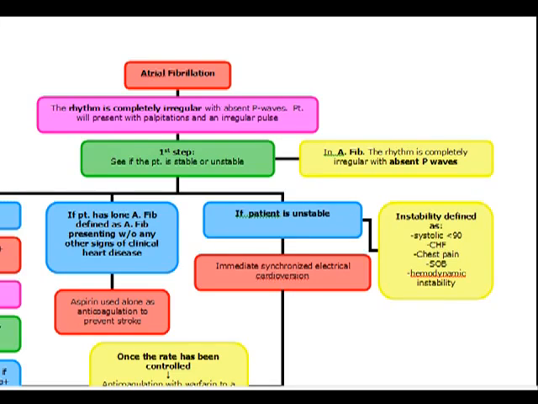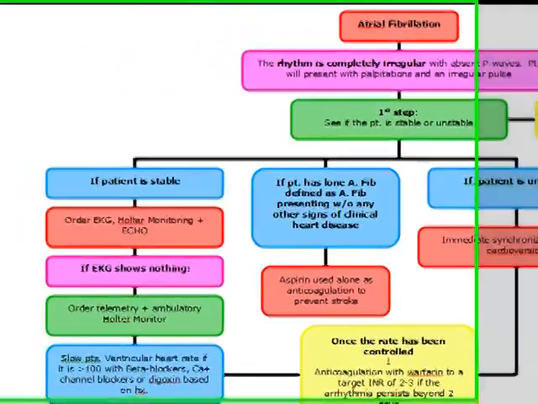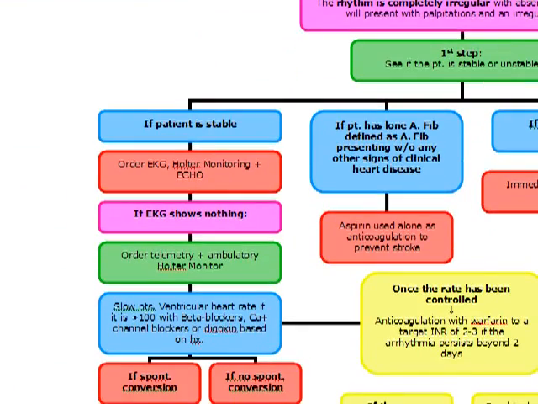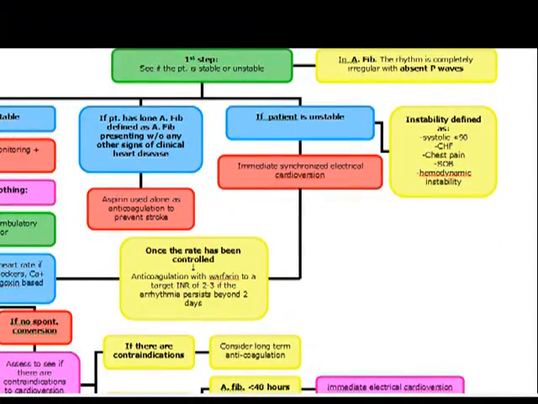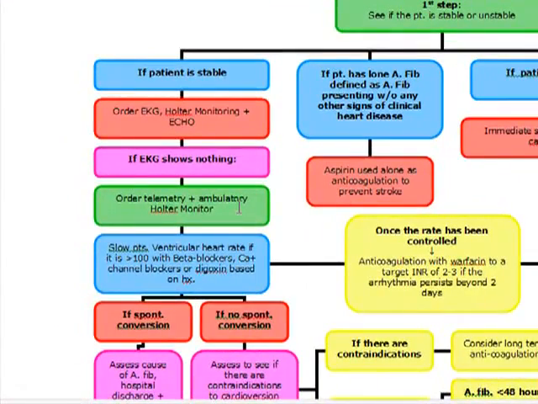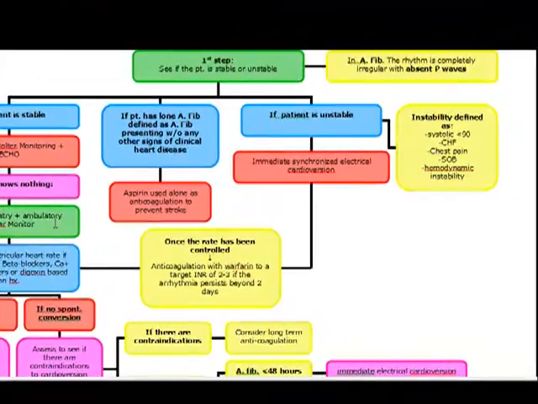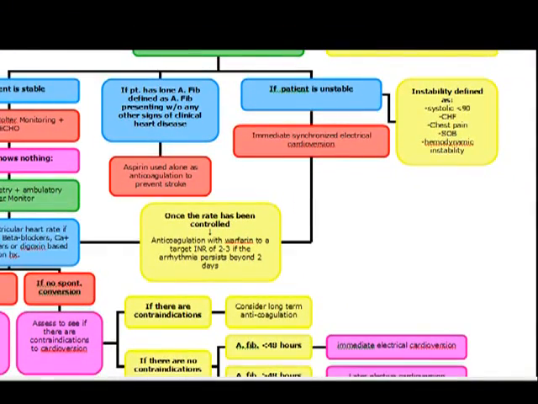And if the patient is stable, what we're going to do is order an EKG, Holter monitoring, and an echocardiogram. And when we look at that EKG, if the EKG shows us nothing, we're going to order telemetry plus an ambulatory Holter monitoring. This is in the stable patients. We want to slow the patients to a ventricular heart rate if it's over 100 with a couple of drugs we can use. Beta blockers, calcium channel blockers, or second line digoxin. But it's going to be depending on the history.